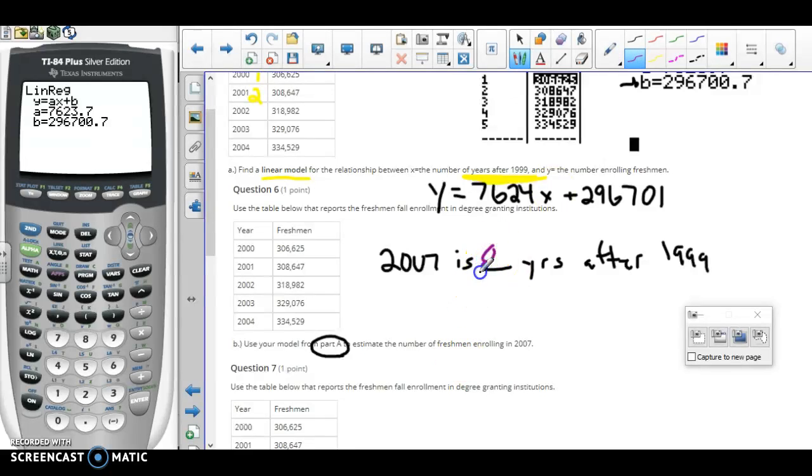So this is where we're going to take our 8 and we're going to plug it in for our x right here. So we go back to our calculator. We're going to hit second quit to get out of this. That's not what we want. Second quit. Second quit.